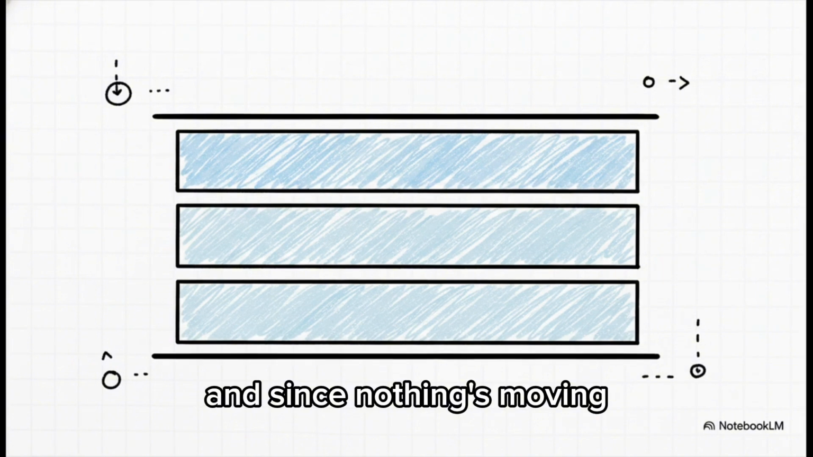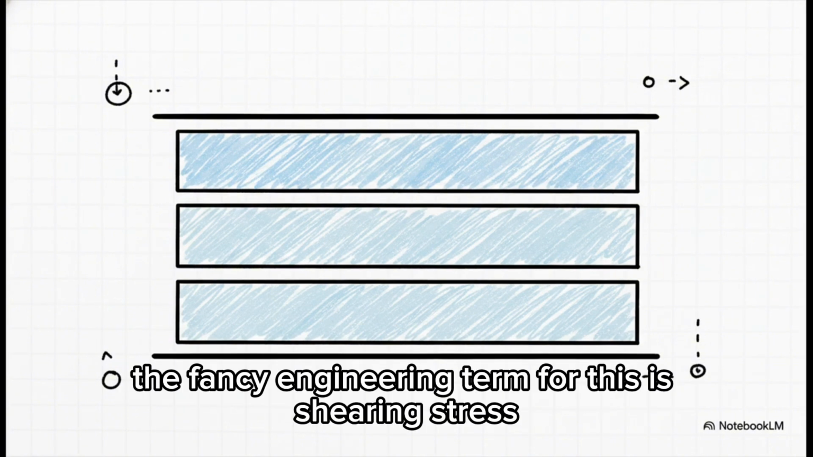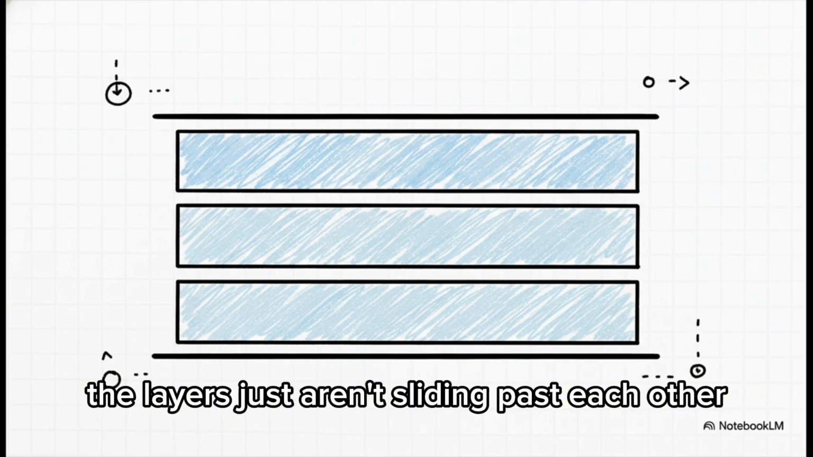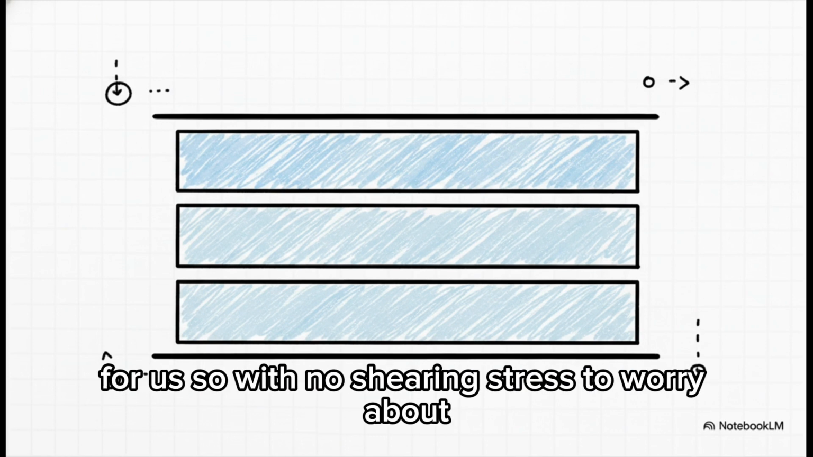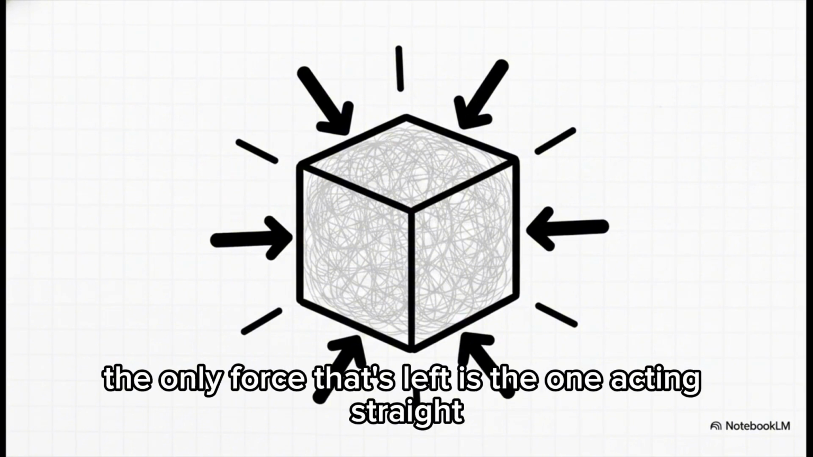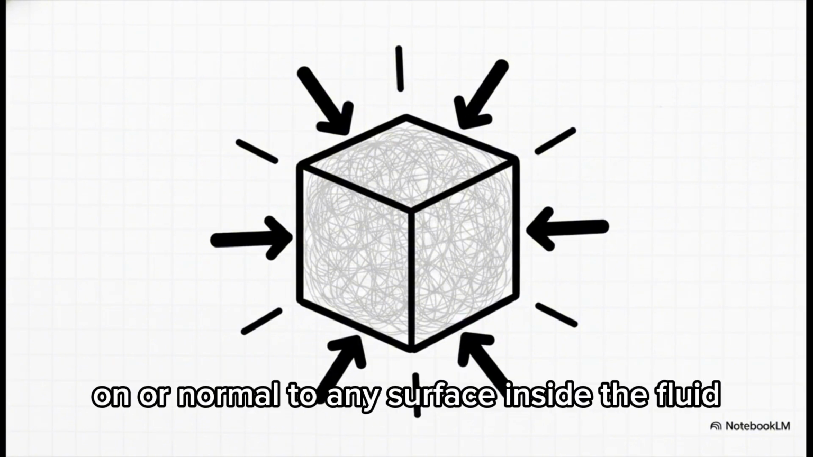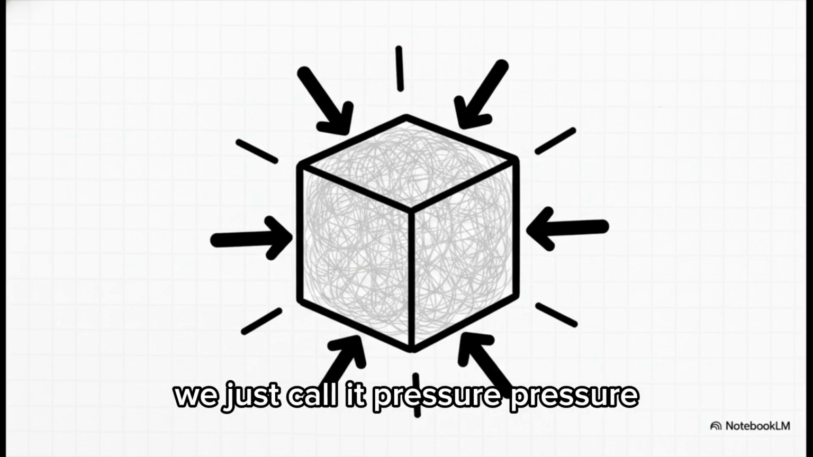And since nothing's moving, there's no friction between the different layers of the fluid. The fancy engineering term for this is shearing stress. The layers just aren't sliding past each other, and that actually makes things a whole lot simpler for us. So with no shearing stress to worry about, the only force that's left is the one acting straight on, or normal, to any surface inside the fluid. And that force has a way more common name. We just call it pressure.